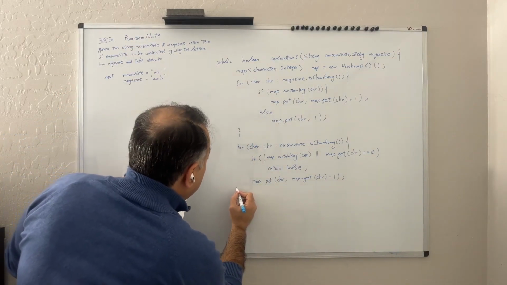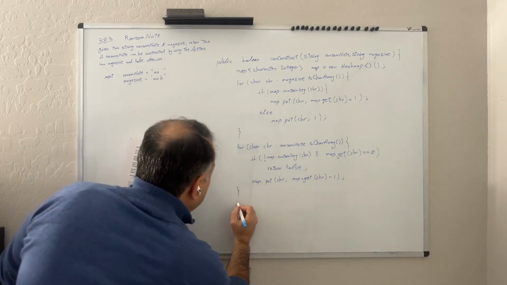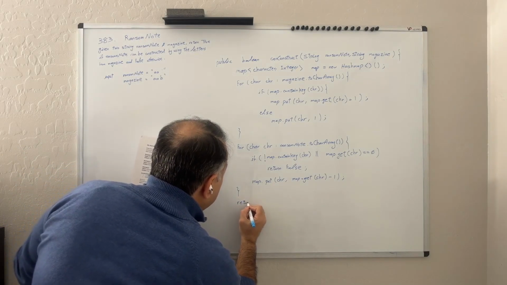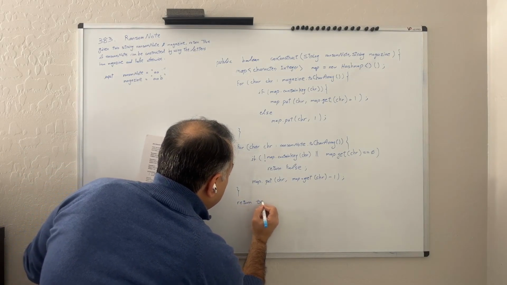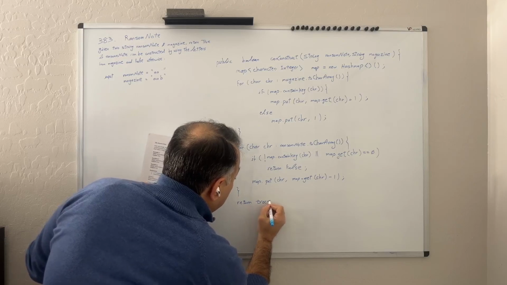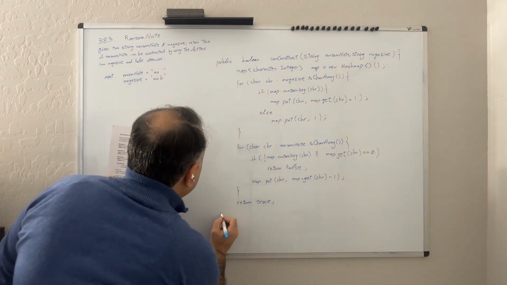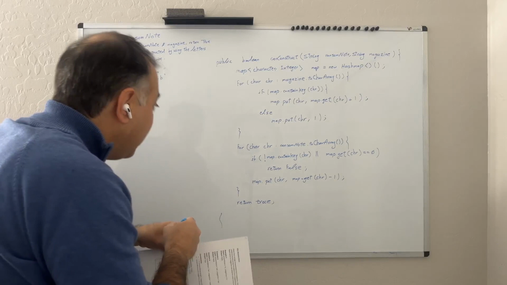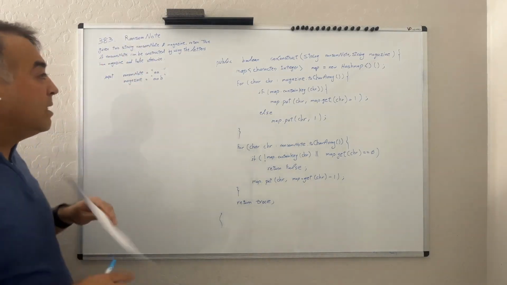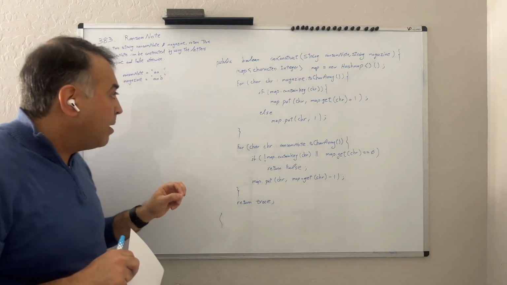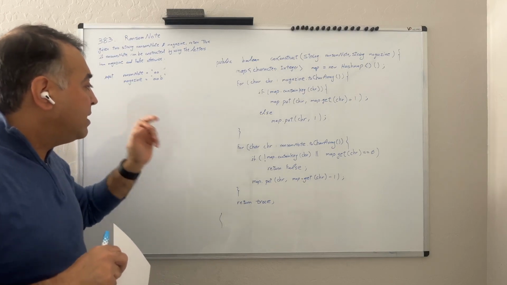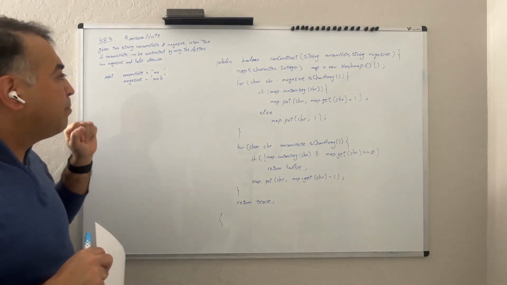And after this loop, if I found all the characters, I can return true because I know I can construct the ransom note with the characters that I have in the magazine. This is the solution. What about the time complexity and the space complexity?